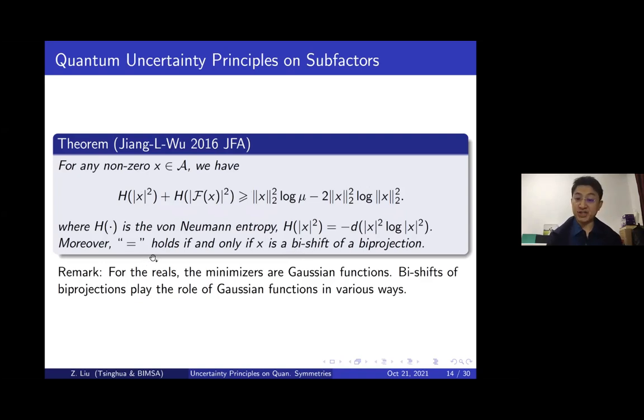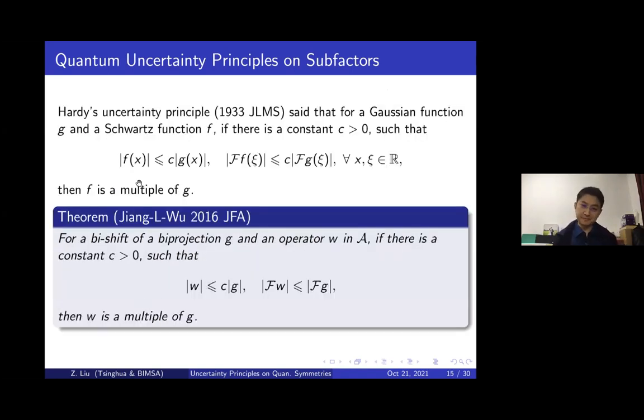And this inequality is sharp, and it holds if and only if X is a Bisch-Jones shift or Bisch-Jones projection, as we mentioned before. It's worth mentioning that for the reals, the minimizers of the Hirschman-Beckner uncertainty principle are Gaussian functions. So from that point of view, those Bisch-Jones projections play the role of Gaussian functions for these quantum symmetries. And that's indeed the case in various ways. Here we give one example. How do we consider this as a Gaussian function?